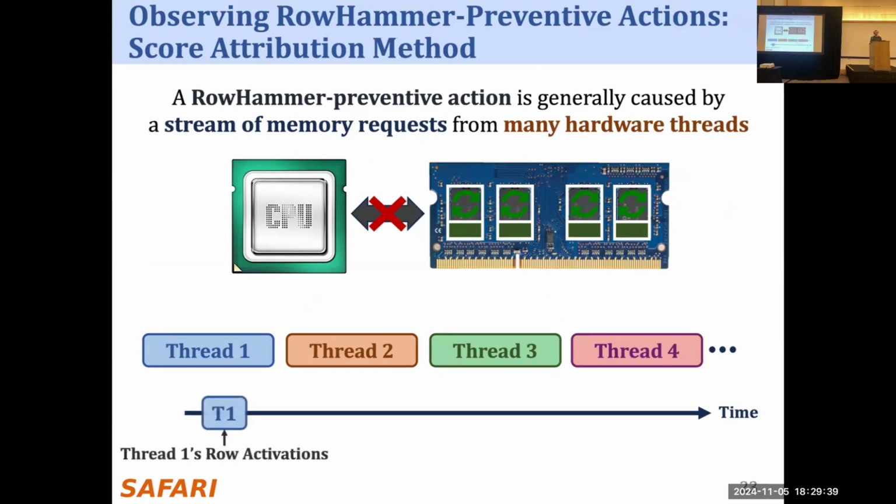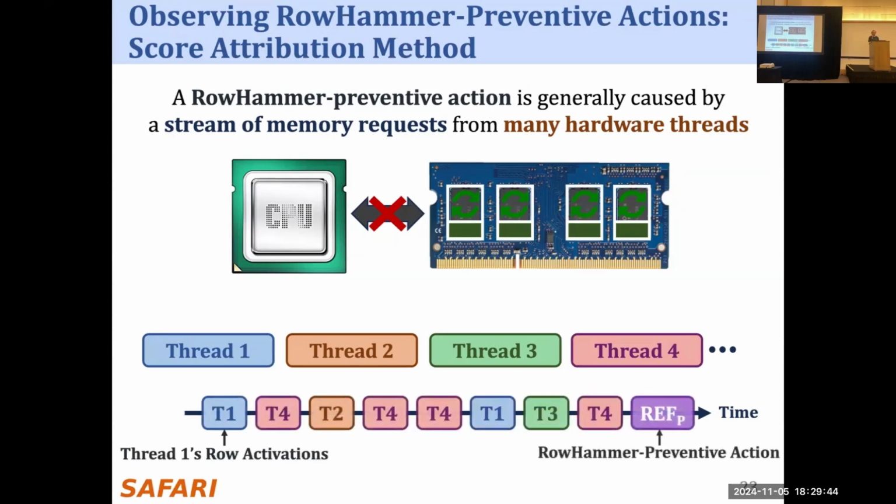Here on the bottom, I show a timeline of DRAM activations and RowHammer preventive actions, where a stream of row activations from multiple threads triggers a preventive action. When a preventive action is triggered, BreakHammer attributes a score to each thread proportional to the number of activations they performed to cause the action.